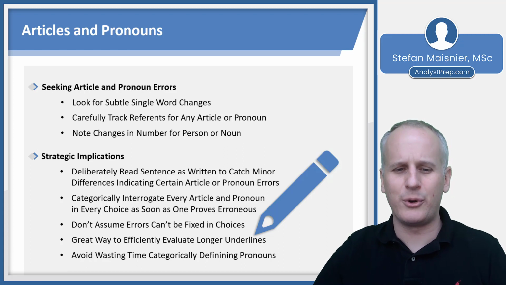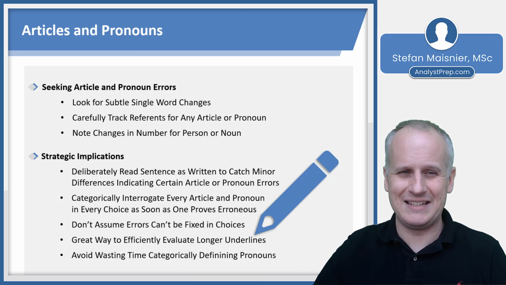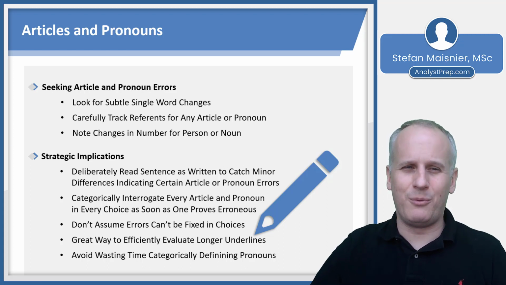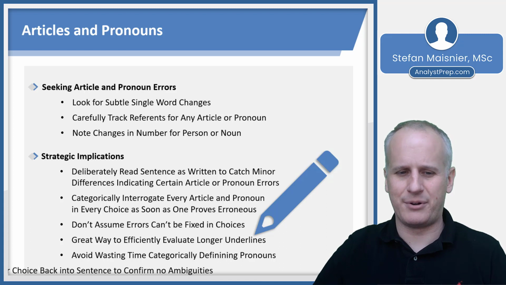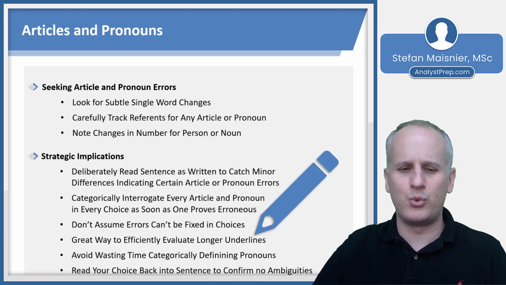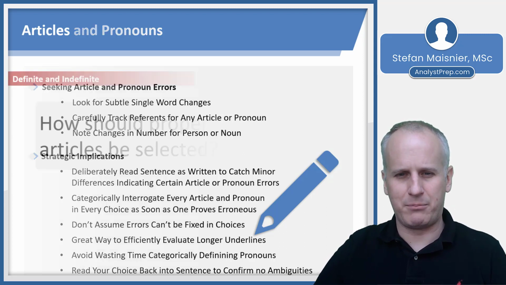You also want to avoid wasting time trying to categorically define whether that's an object pronoun or a subject pronoun. We'll do a little bit of that here in this lesson, but you don't want to do it on the exam because it's unnecessary and you don't get extra points for being able to say that's an object pronoun or that's a possessive pronoun. And of course, as always, read your choice back into the sentence. And when you're considering article and pronoun issues, you want to confirm that there are no ambiguities and there's no error in terms of the person or the number of the noun.